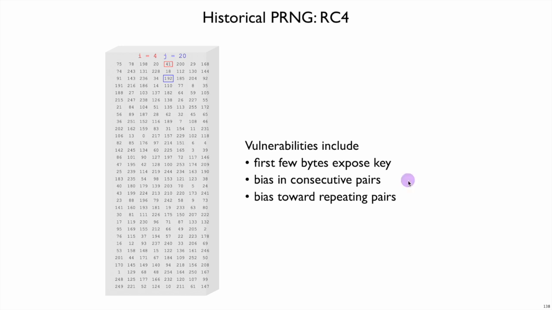There are also some biases in the generated numbers, like certain pairs showing up more than they should, more than they would in a purely random sequence, or some pairs that have been generated showing up again in the output stream more often than they statistically should show up. So for these reasons, RC4 is not used for cryptographic purposes anymore. But it does give you a sense of the kinds of things that a random number generator does on the inside with its state.